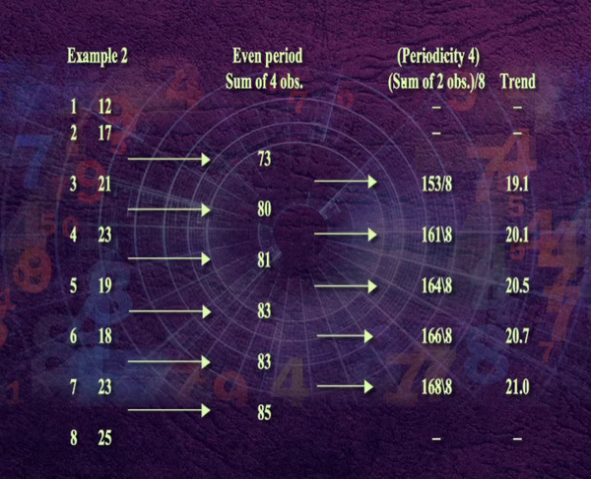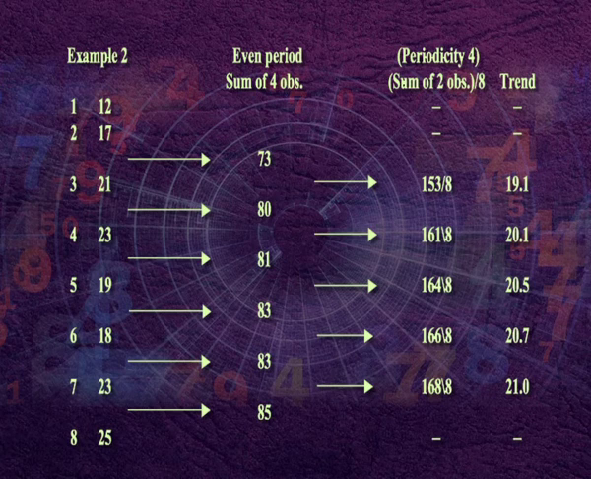Example number 2. Here time and observations are given and here our periodicity is for period 4, that is even period. So, first we do sum of 4 observations, 12 plus 17 plus 21 plus 23, and place it between 2 and 3, which is 73. Then again we take sum of another 4 observations and we place it against 3 and 4.